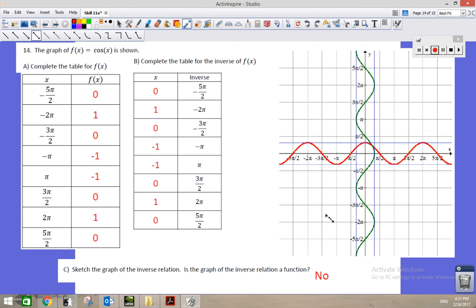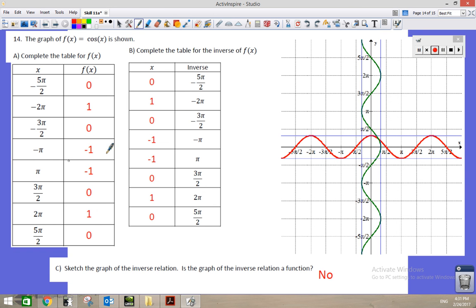Cosine is the same idea. We took some points off of the cosine curve. Let's see, pi, negative 1 is there, negative pi, negative 1. See how it's symmetric, cosine's even. So the cosine of pi is the same as the cosine of negative pi. And the cosine of negative 3 pi over 2 is the same as the cosine of positive 3 pi over 2. That's because of this even property, that it's symmetric with respect to the y-axis.